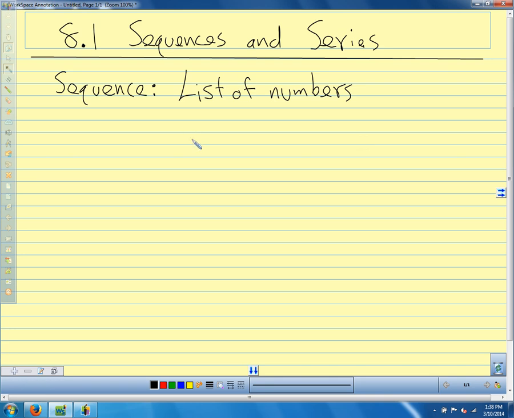We call each number a term of the sequence. So we talk about the first term, the second term, the 10th term, the nth term. Each individual number is a term. The way we usually write them is a sub n, and the n refers to where it is in the sequence. So a sub 1 would be the first term, a sub 10 would be the 10th term, etc.